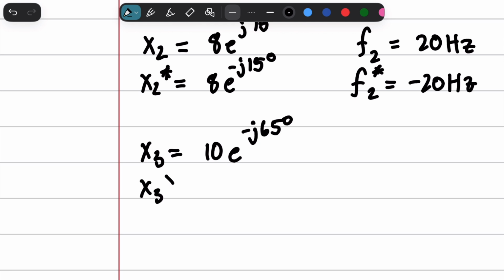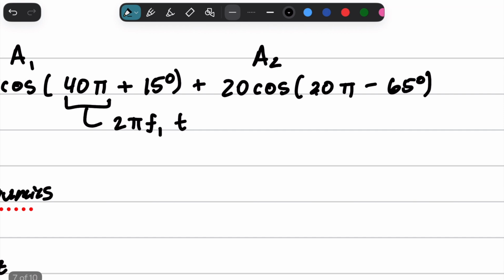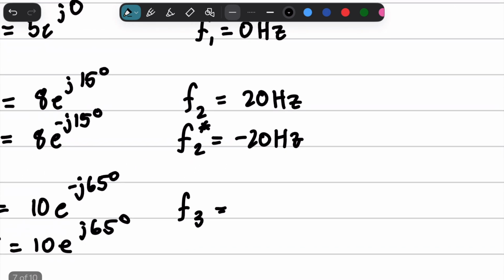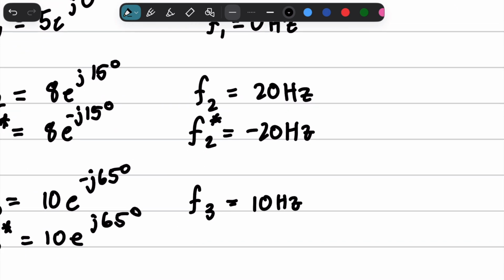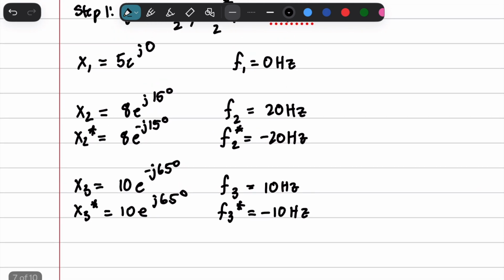So our first one is actually going to be negative 65 degrees. And the conjugate of that is going to be 10e to the j 65 degrees. And then our frequency, 20 pi divided by 2 pi is just 10 hertz. And then we have negative 10 hertz on the other side of the scale of the plot. Now that we have all of the frequencies and all of the phasors, half phasors, we can go ahead and plot this.